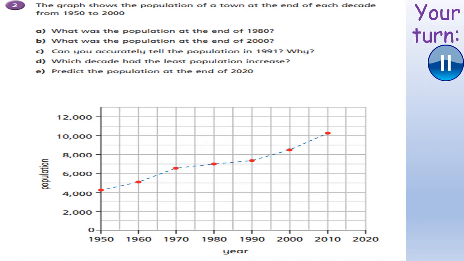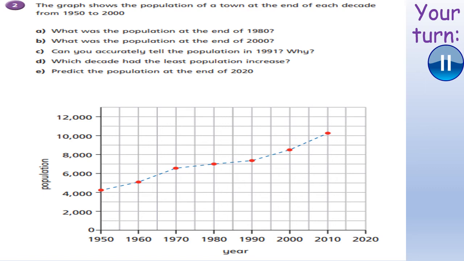A. What was the population at the end of 1980? B. What was the population at the end of 2000? C. Can you accurately tell the population in 1991? Why?